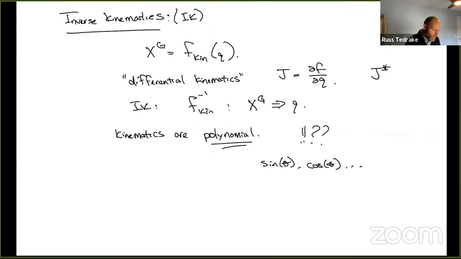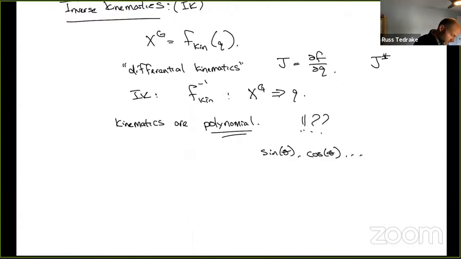So how on earth can I say that kinematics are polynomial? Well, let me do a couple drawings in the plane in 2D. Let's see, a 2D rigid body.